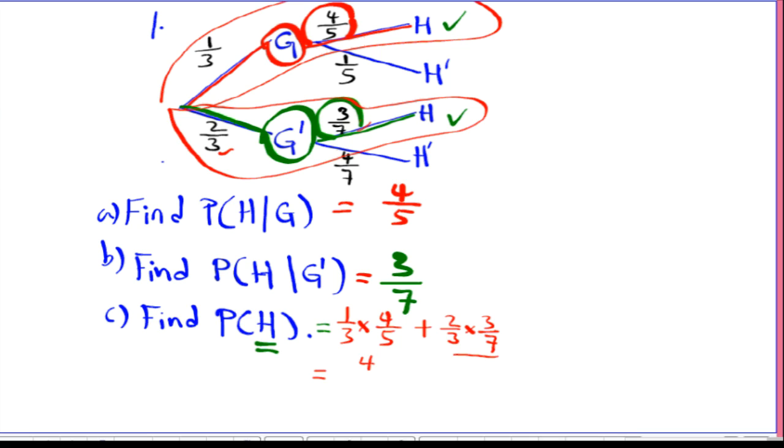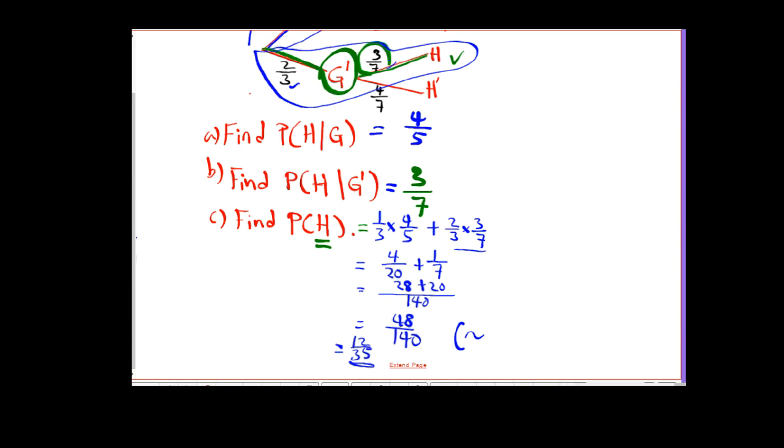So this is 4 out of 15 plus 2 out of 7. And this can be a common denominator, 105. So the answer in terms of decimal place is 0.343 to 3SF. All right, to 3SF. It is best to give your answer in terms of a fraction because that is exact.